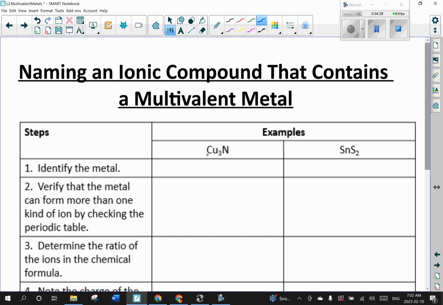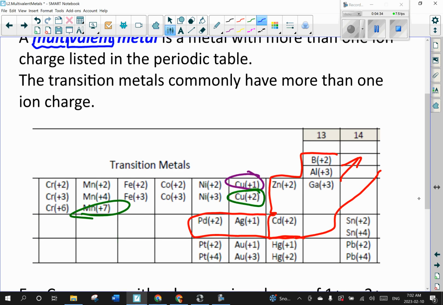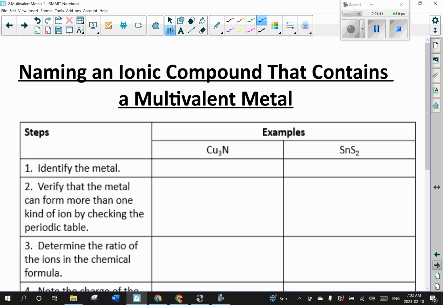We know that there's a copper, we know there's a nitrogen. If I go to my Bible page and I look at copper, copper lives right here. I say, okay, it's got 2 options. I have to use a Roman numeral here. I have to be able to say which one it is. So identify the metal, copper. Verify that the metal can form more than 1. We saw it had a copper plus 1 and it had a copper positive 2. So we have to decide which one was used to make up this formula.